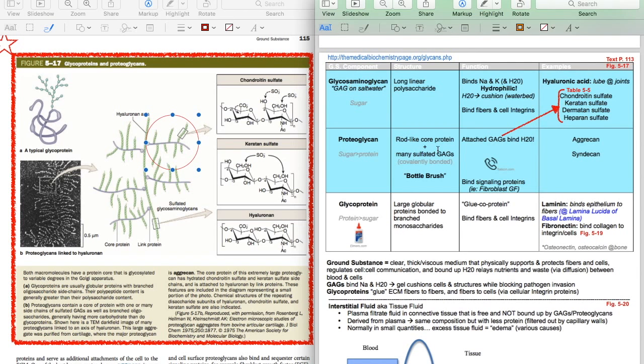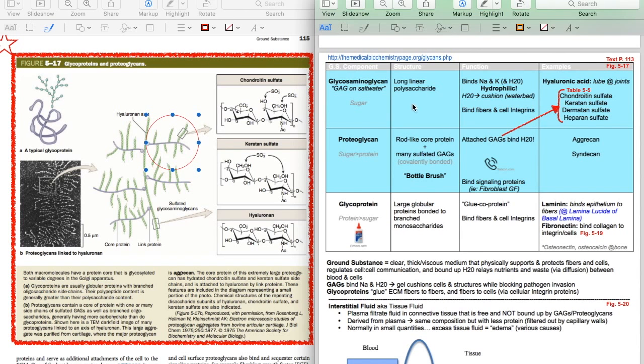glycosaminoglycans. Bound onto that protein rod are sulfated glycosaminoglycans that I have not talked about yet. Okay, now this is what gives us the bottle brush, quote unquote, bottle brush arrangement. If you don't know what a bottle brush is, just Google it so I don't have to try to explain it to you, but it's a brush that brushes out bottles.